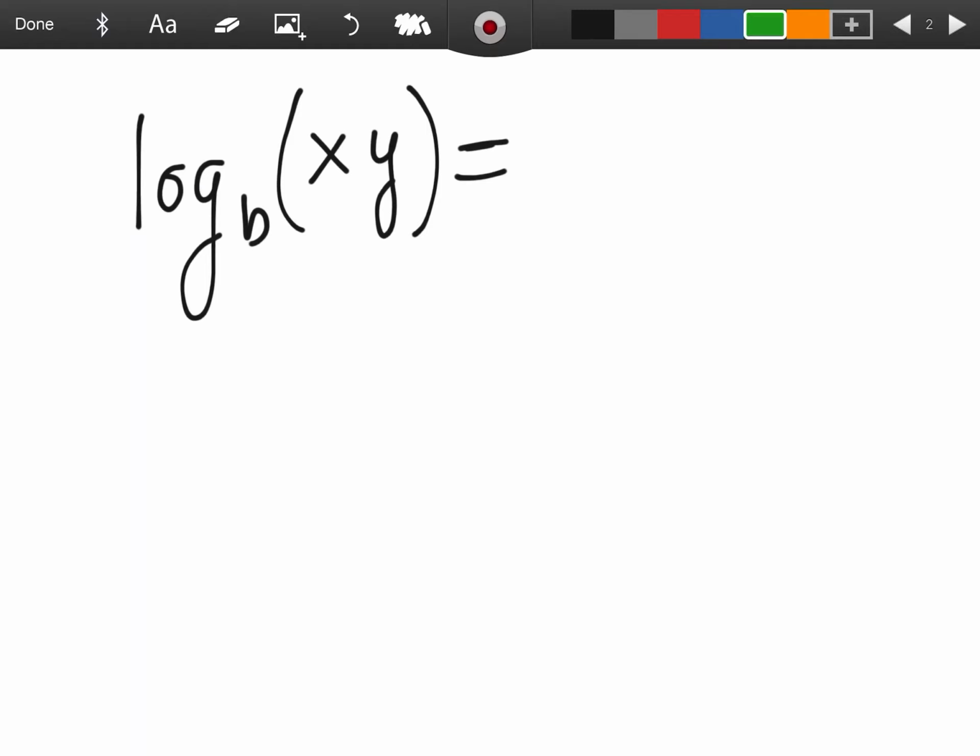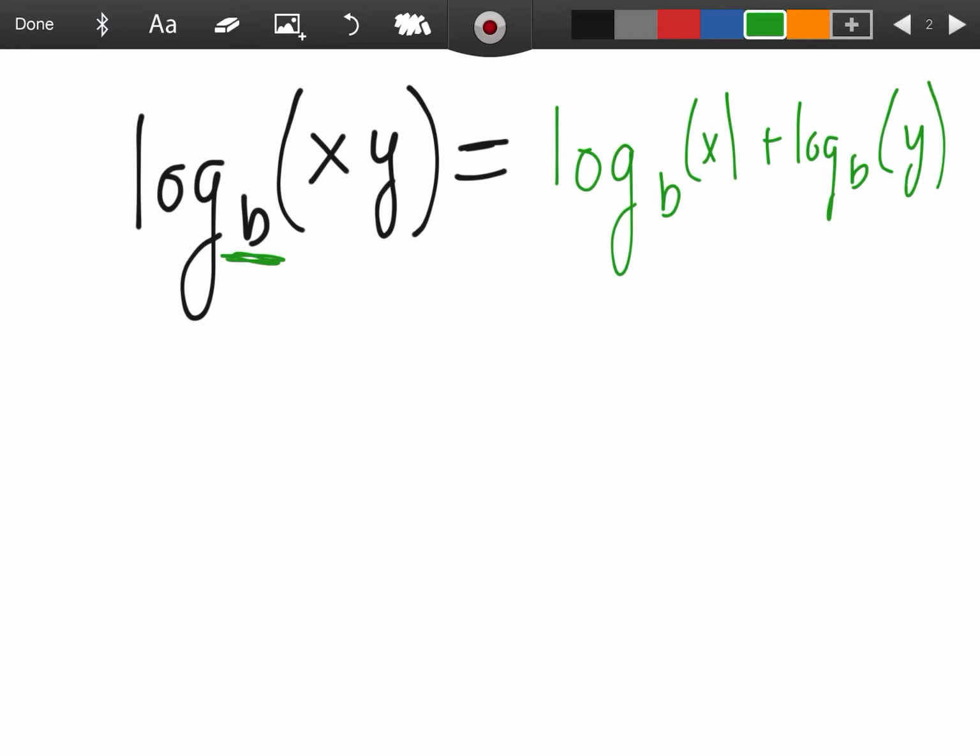So our first property that we're looking at is, what if we have log base b of x times y? And just note with this log base b, guys, it could be any base here. If it's natural log, the common log, log base 6, whatever it may be, this applies to all logarithms no matter what the base is. And so if we have log base b of x times y, we can split that up into log base b of x plus log base b of y.